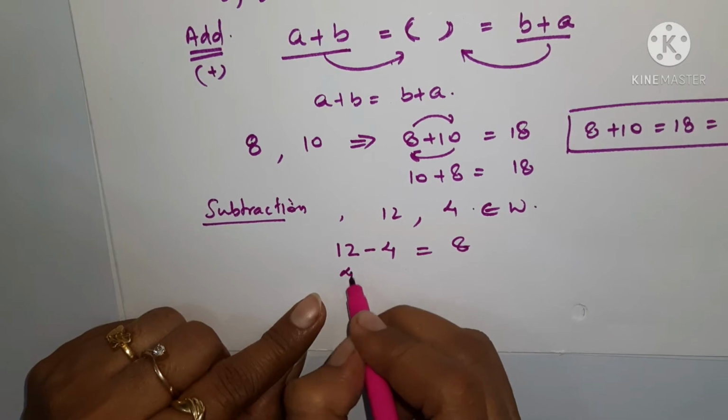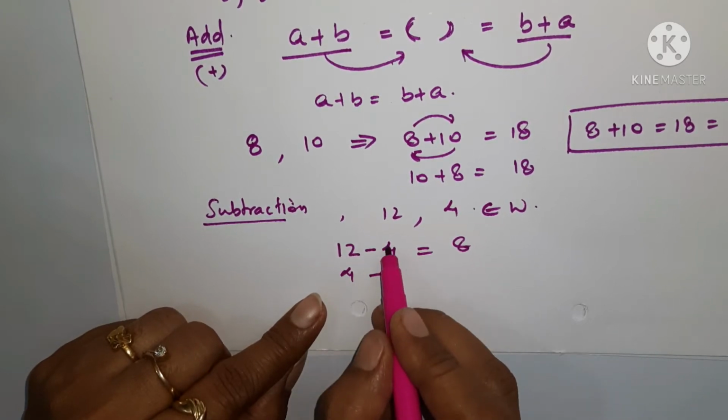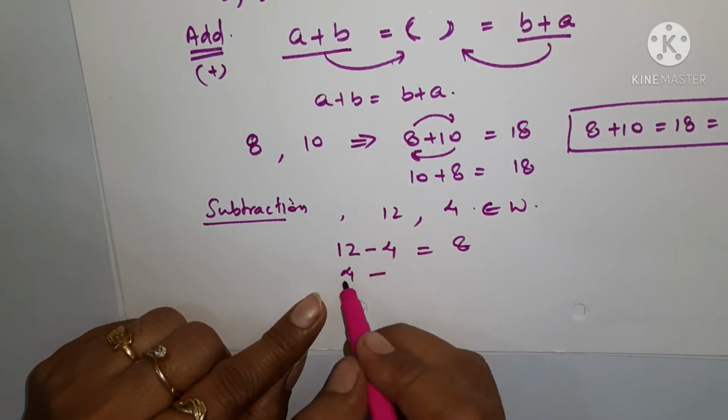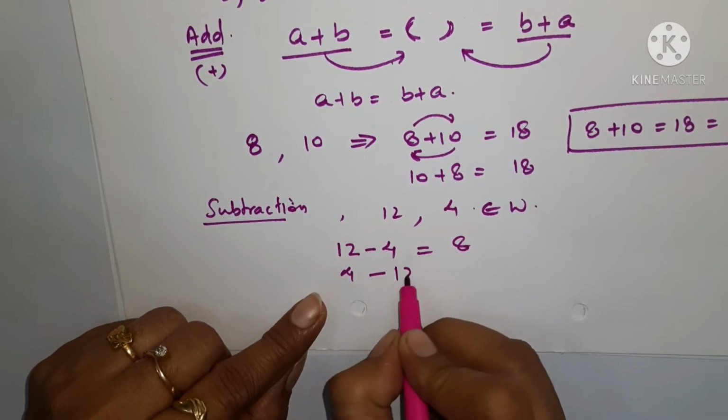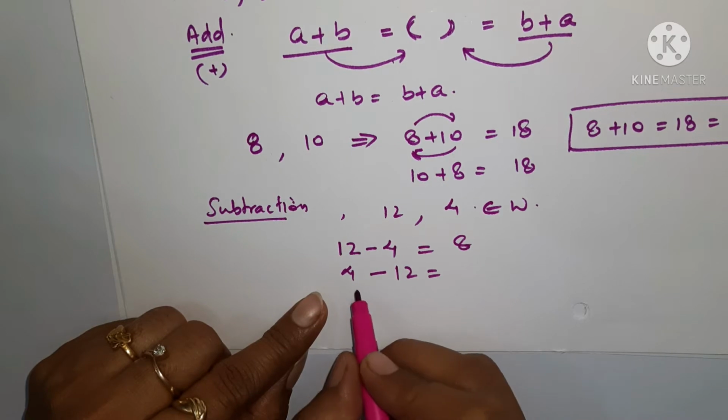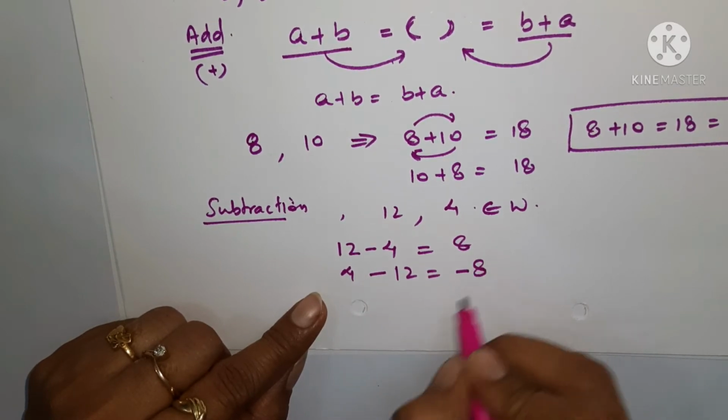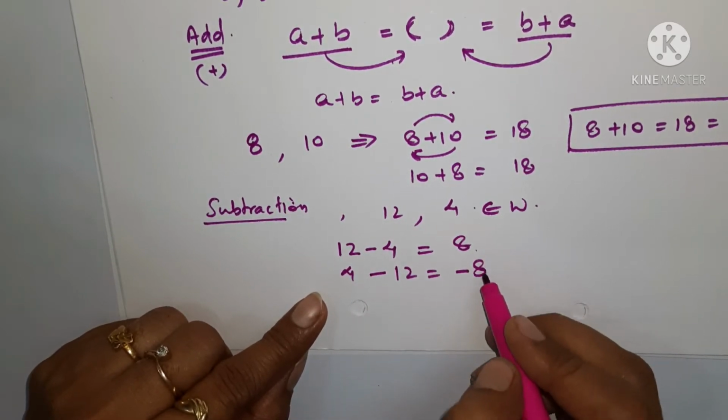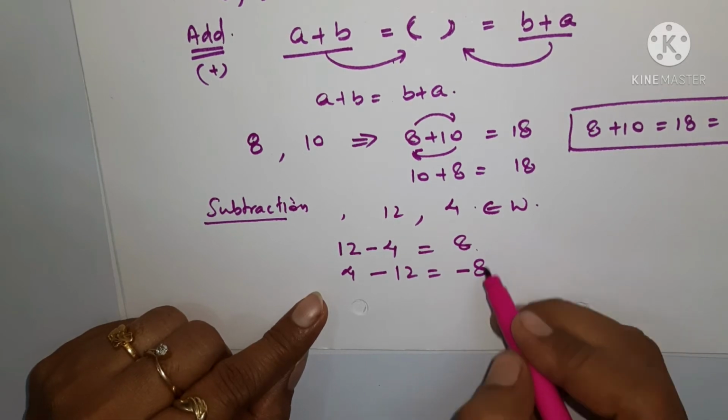Now let us change the places. Now 4 is in the first place and 12 is at the second place. After the change of place, what is the result? It is minus 8. Are they the same? Are they equal? No, they are not equal. They are not at all equal.